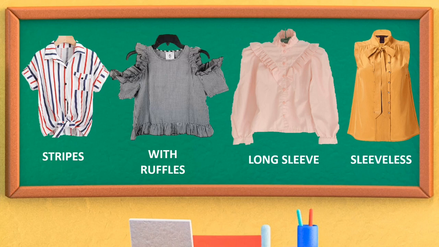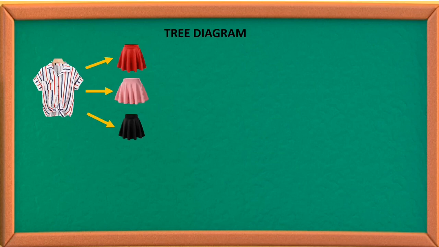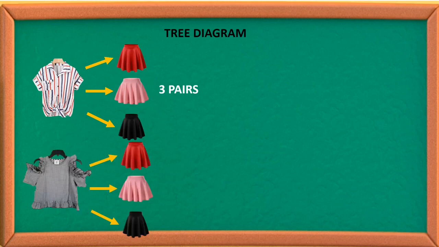These are the available blouses of Anna: stripes with ruffles, long sleeve, and sleeveless. These are also the available skirts of Anna: red, pink, and black. Anna can pair her striped blouse with her red skirt. She can also pair it with her pink skirt, and she can also pair it with her black skirt. So for her striped blouse and 3 available skirts, she can wear this in 3 ways, or she has 3 pairs. For her blouse with ruffles, she can also pair it with her red skirt, pink skirt, and the black skirt.